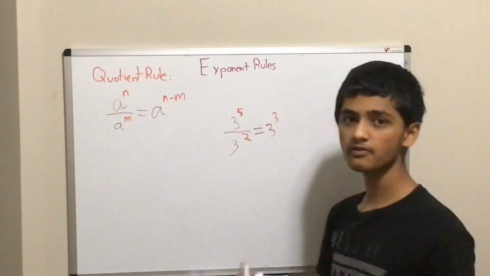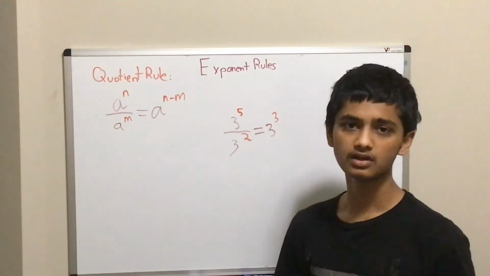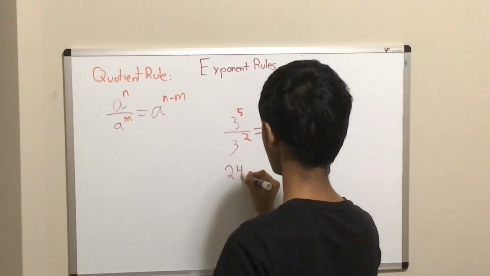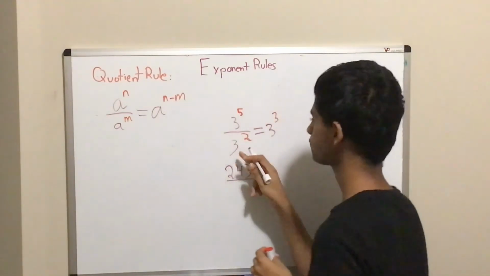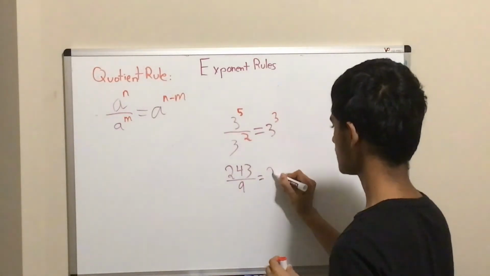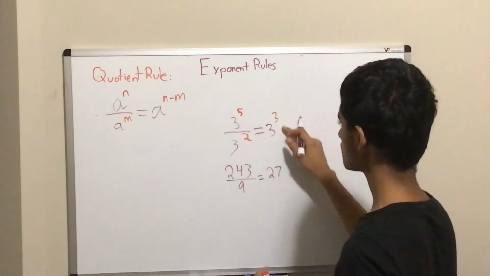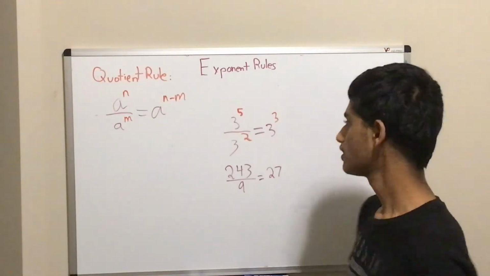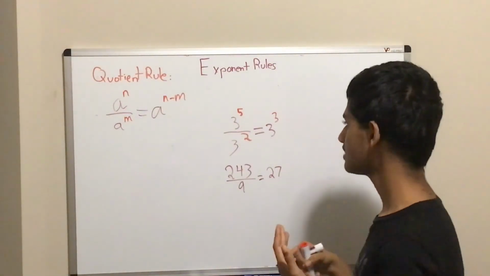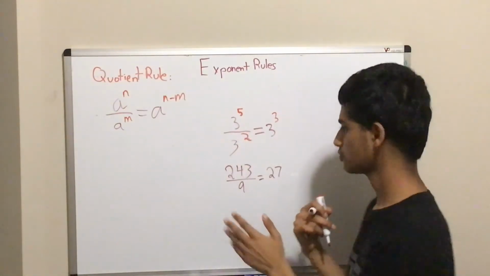Now let's see how that actually works. What's 3 to the power of 5? Well, that's just 81 times 3, which is 243, divided by 3 squared, which is 9, and that's equal to 27. And 27 is actually 3 to the power of 3. So it seems like this works. But now let's dive a little bit deeper and see how exactly this works.